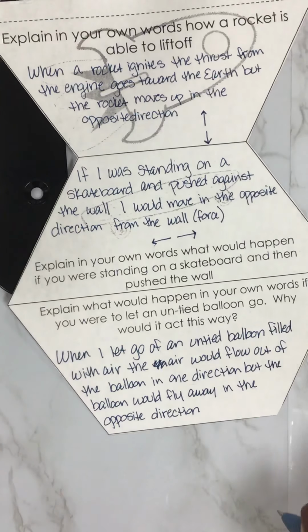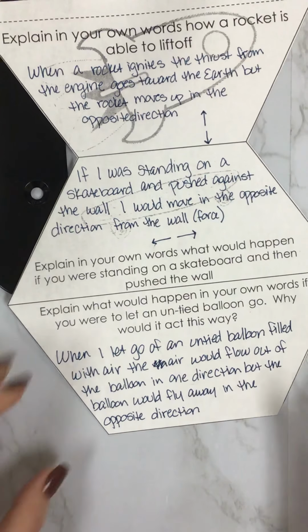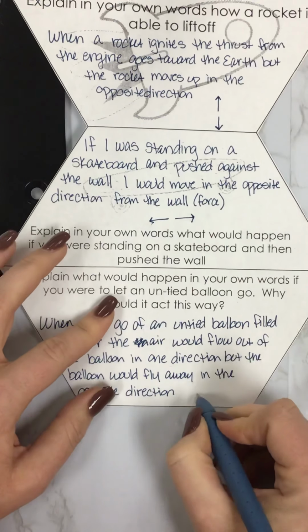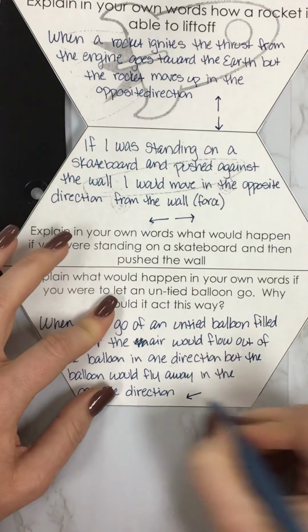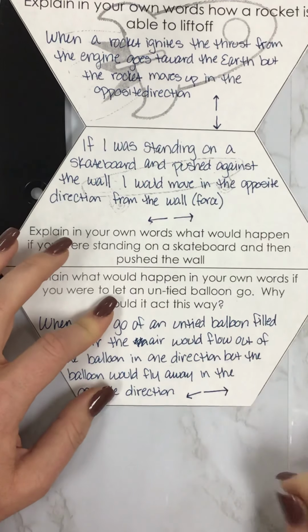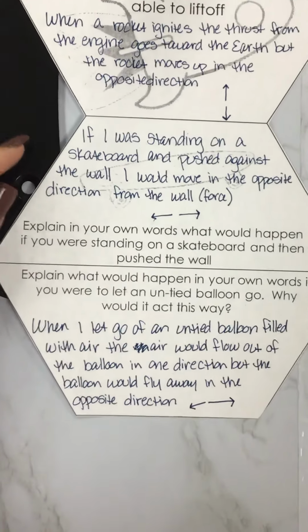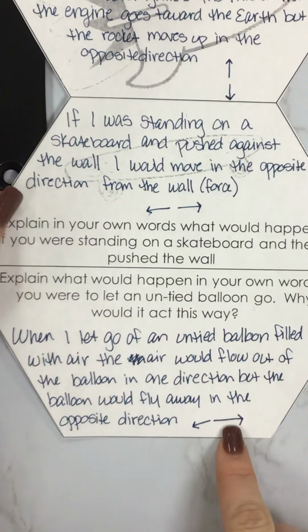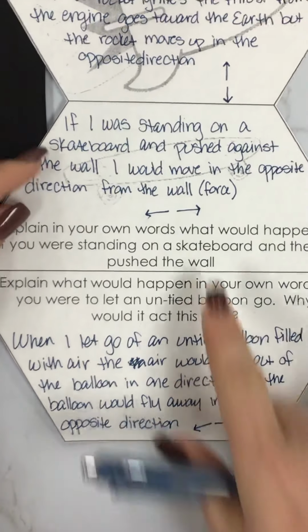So again, we have an untied balloon, and we let go of that balloon. The air from the balloon is going to push one direction, and then the balloon is going to fly in the opposite direction. So you see, again, we have a pair of forces where we have an action and a reaction, and they are equal but opposite.